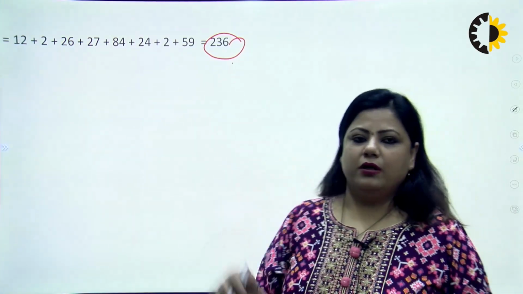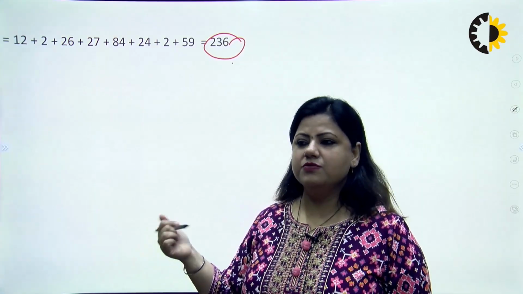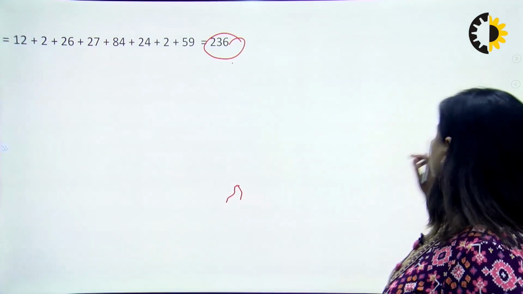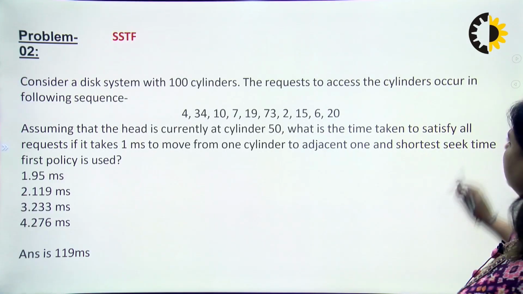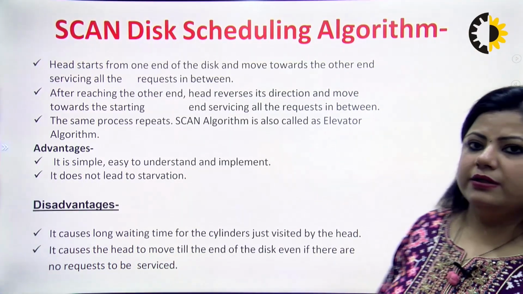So the cylinders we move in disk scheduling algorithms with the help of SSTF is 236 cylinders. Now, the next algorithm, the SCAN disk scheduling algorithm.